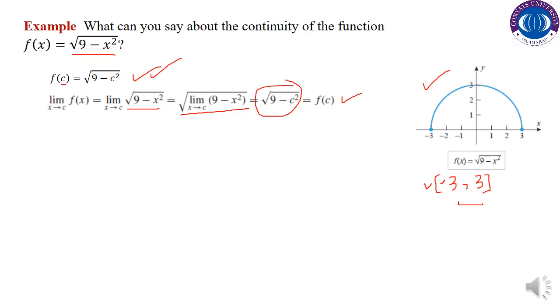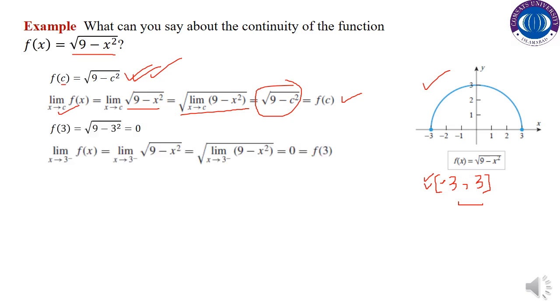So the condition of continuity is satisfied. The value of the function at c and the value of the limit as x approaches c are the same. So the function is continuous at interior points of this interval. Now we will discuss the continuity at the boundary points. First we will take the boundary point 3.